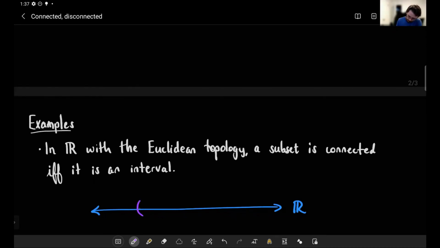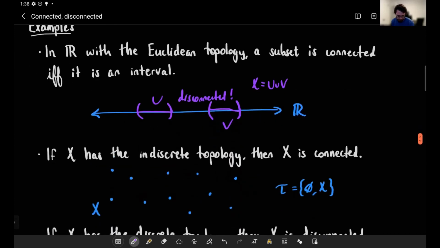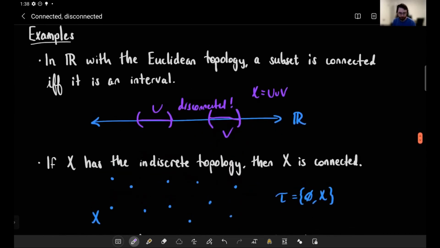In particular, if you took something that wasn't an interval, it would certainly be disconnected. There's U, there's V. Or sorry, if we're calling X the union of U and V, then X is certainly not connected, and it's certainly not an interval. So those are one and the same when you're working on the real line.